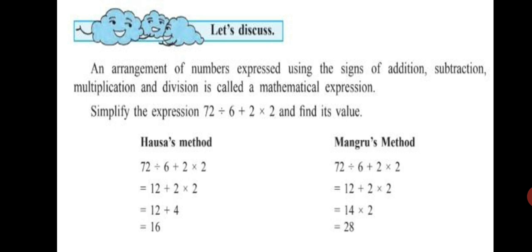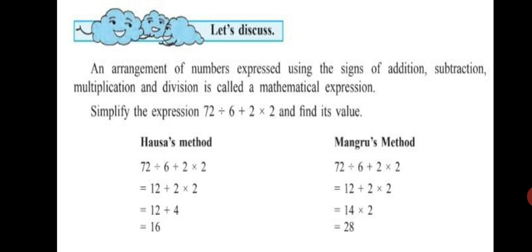Now the same expression was solved by Mangru. Let's have a look at Mangru's method on the right hand side. 72 divided by 6 plus 2 into 2. The question is the same. The expression is the same. So division is carried out first. 72 divided by 6 gives you 12. Plus 2 into 2 is written as it is. Now Mangru has added first. 12 plus 2 is 14 and then into 2 gives him 28.